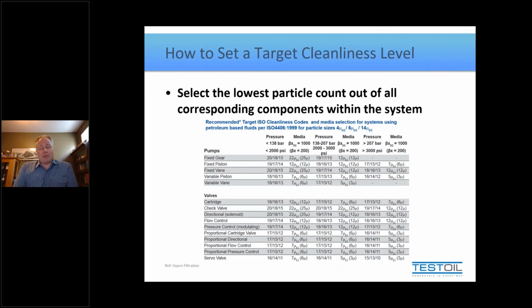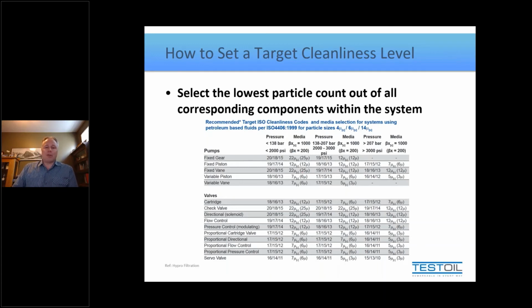Why you don't need to remember the 16, 14, 12 is because if it's clean enough for the servo valve, it's more than clean enough for the variable piston pump. So we don't care about the piston pump's guidelines. So far, what we've learned is 15, 13, 10 is the tightest tolerance. That's the tolerance for the whole system because we need to protect the servo valve.